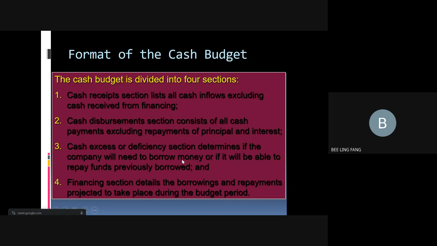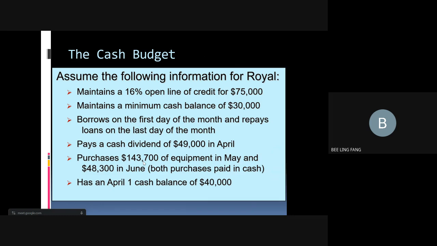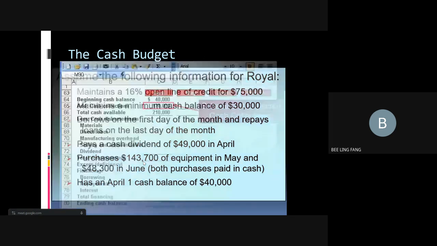So usually a question asks you to suggest or recommend what you need to do as the next step, right? So you can borrow money or repay funds and so on, or the financing section. So it depends on the scenario given, okay. So this is for this example.